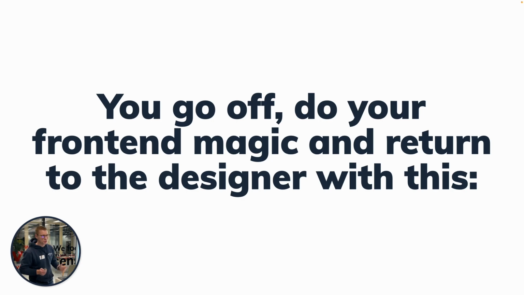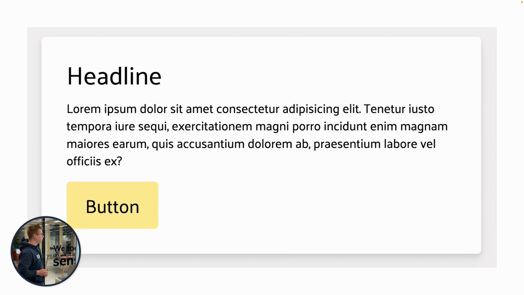So you go off, do your front-end magic, build the dialogue, are proud of what you built, and you come back to the designer with this. Now, who of you can tell me what looks wrong here? Margin top, okay. It's not centered. What is not centered? Vertically and horizontally. Vertically is not centered. Yeah. Especially if you look at the button, the text in the button doesn't appear to be centered. Although we use perfect centering in CSS, right?